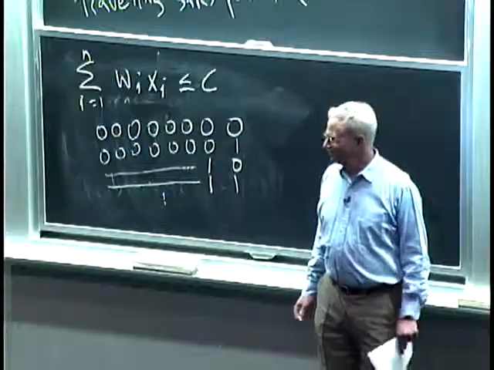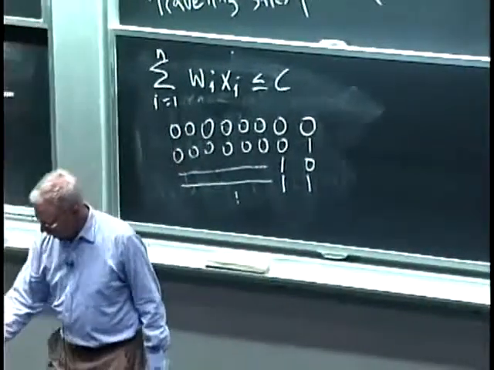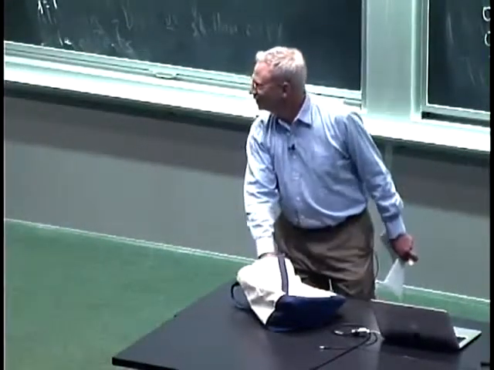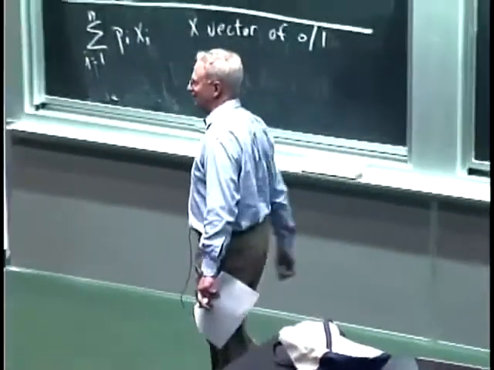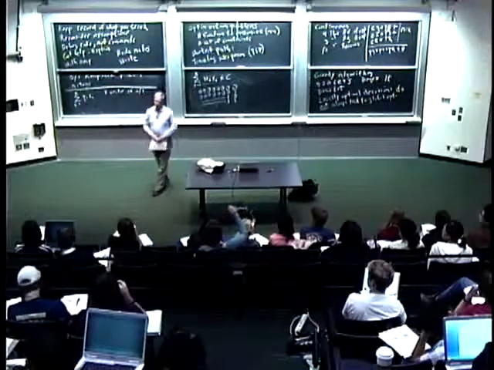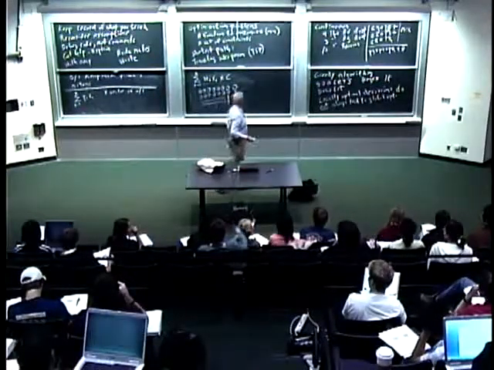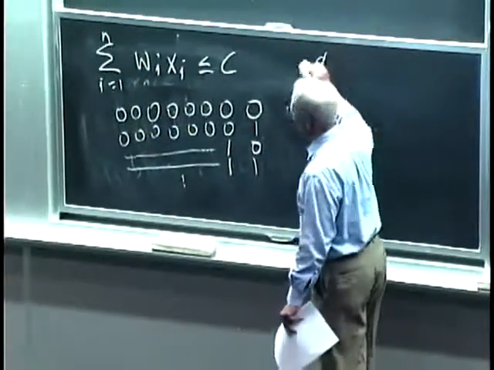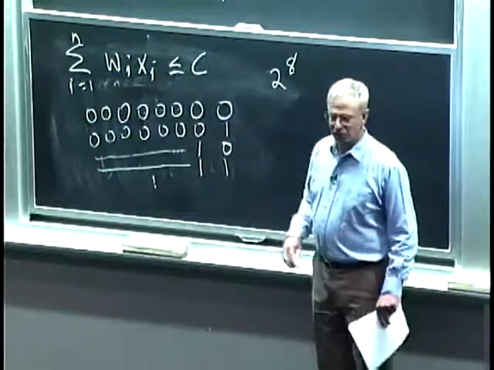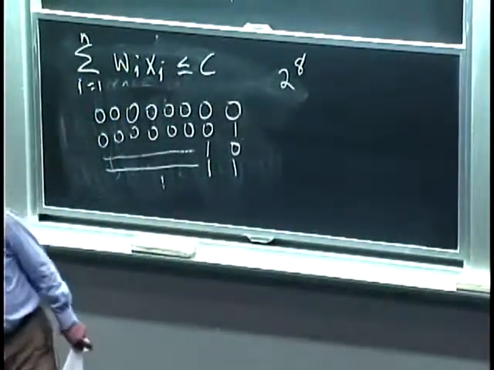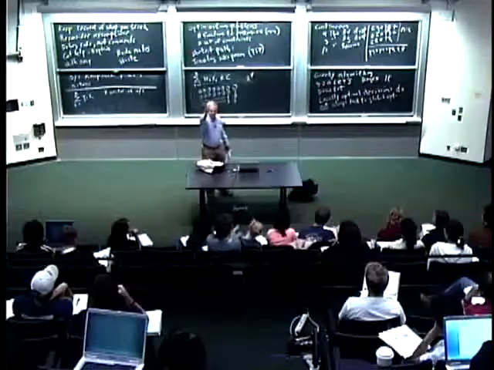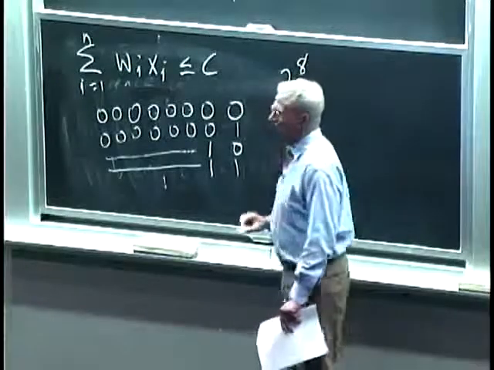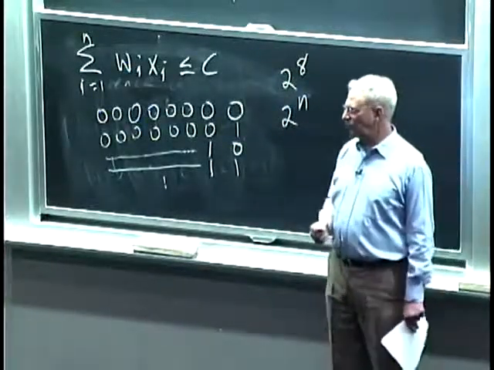Pardon? Right. Which is roughly what? 10 to the... Right. Yes. Right. Exactly right. So in this case, it's 2 to the 8th, because I have 8 digits. But exactly right, more generally, it's 2 to the n, where n is the number of possible items I have to choose from.